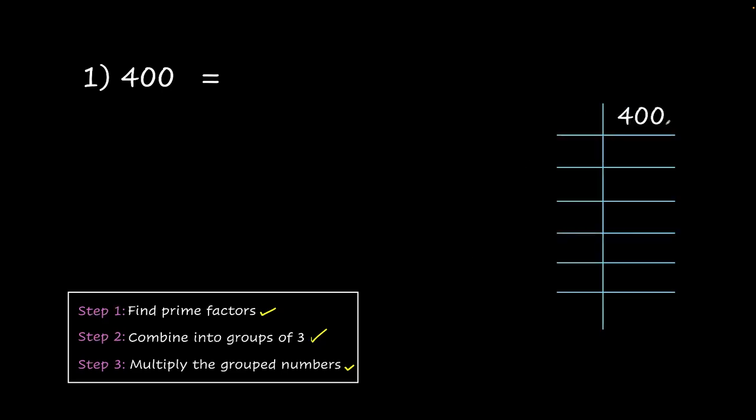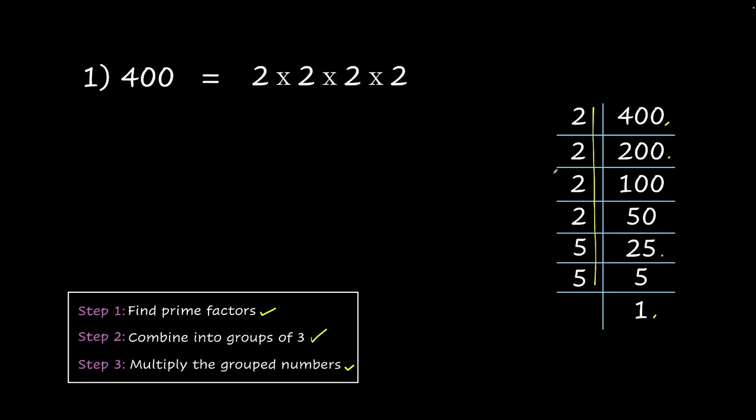400 is an even number, so 2 would be a divisor. 200, again 2 would be a divisor. 200 is divisible by 2 again, so 50, 25, now divisible by 5. 5 5's are 25, 5 1's are 5. Awesome. So these are our prime factors. We have 2 times 2 times 2 times 2 times 5 times 5. The next step is to combine into groups of 3. Now I see only one group of 3 here, which is a set of 2's, and we have only 1 2 left over and we have 2 5's.